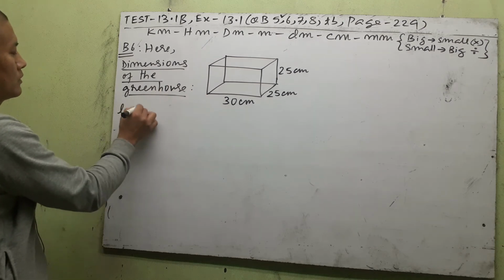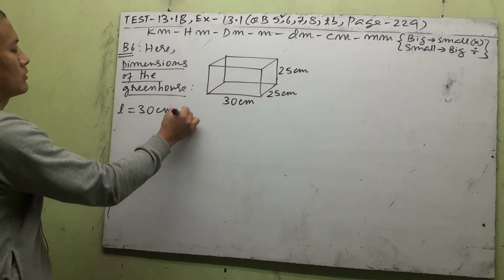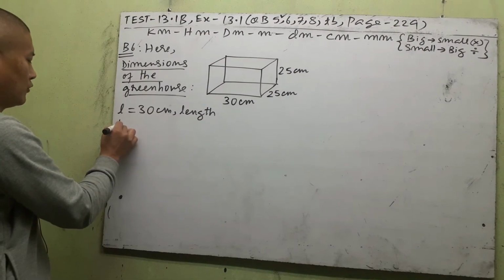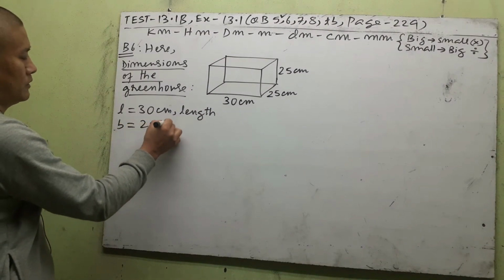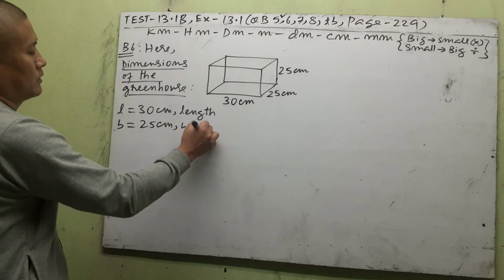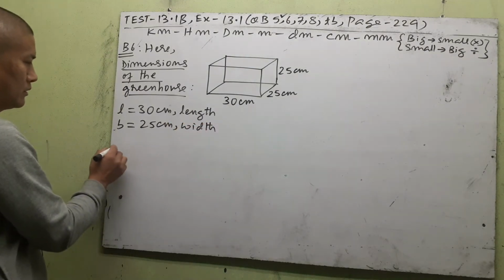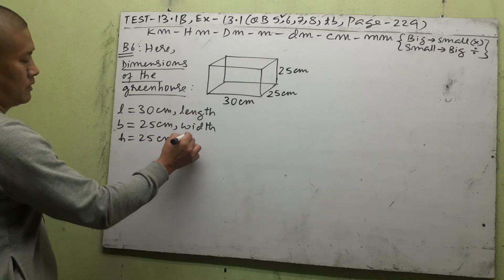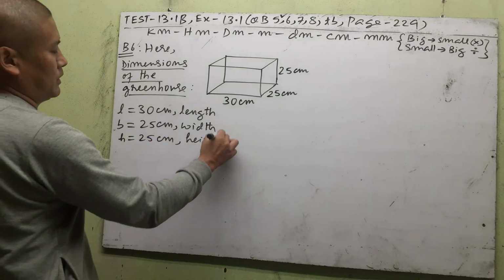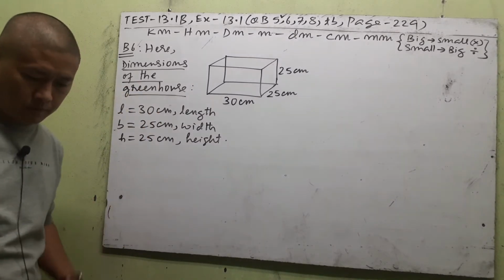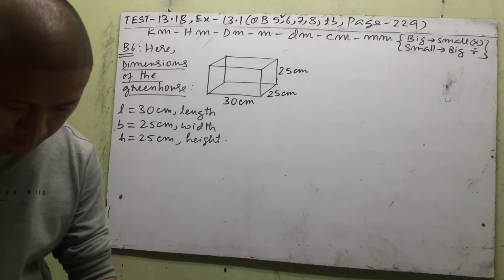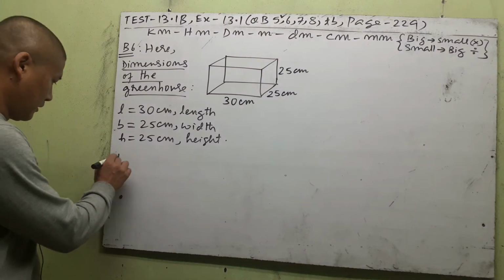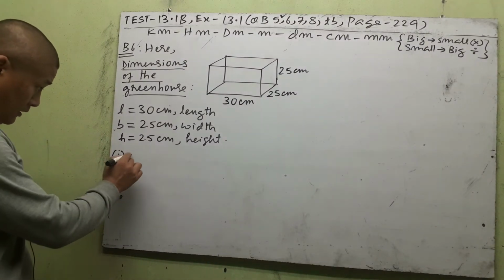The length is 30 centimeter long, they are saying, so its length is 30 centimeter. The width is 25 centimeter. It is that much wide, so width. And the height is also 25 centimeter. This size you have to make totally with glass, including the base. Now, number one, what is the area of this glass?